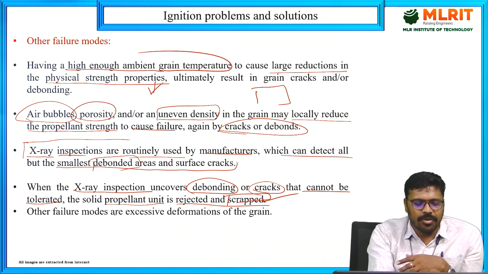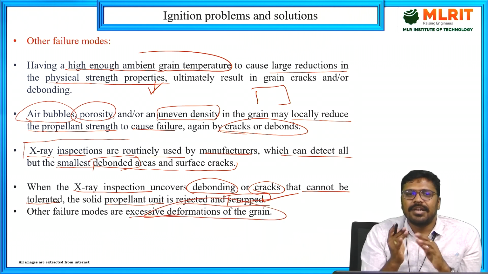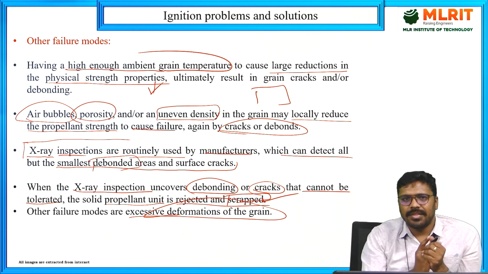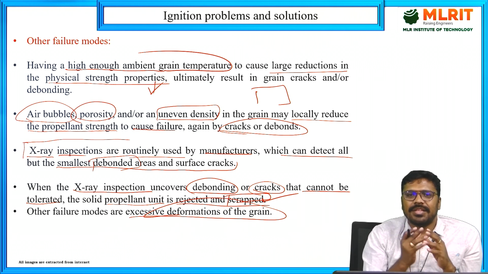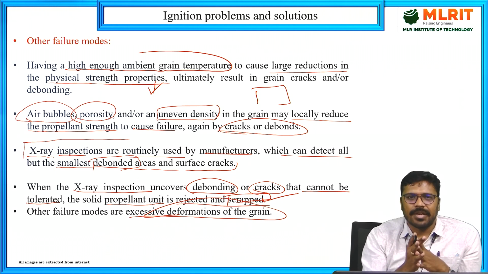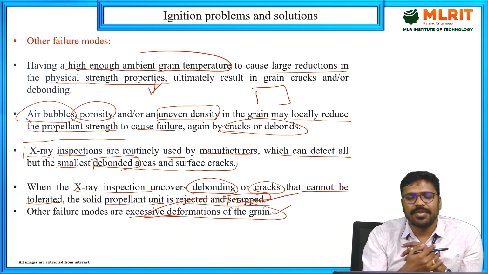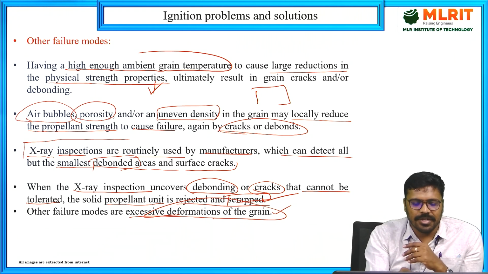Other failure modes include excessive deformation of the grain. The grain shape and grain thickness may deform because of the high temperatures and stresses undergone by the propellant grain. So this is also one of the reasons for rocket motor failure. Grain deformation.